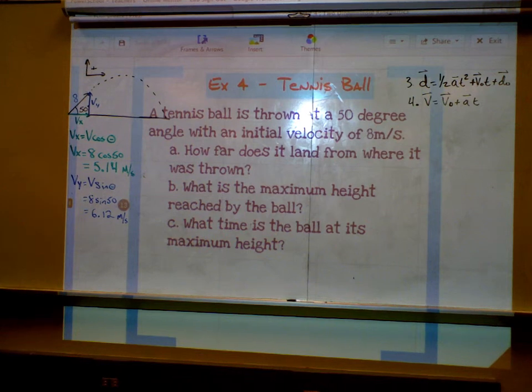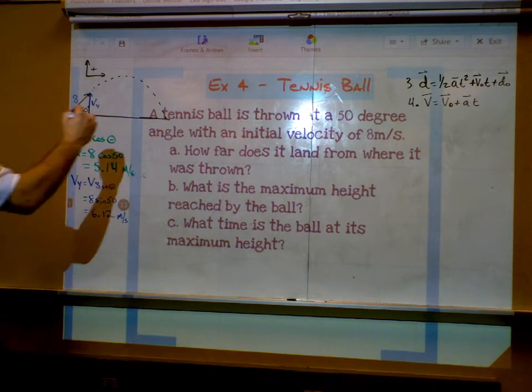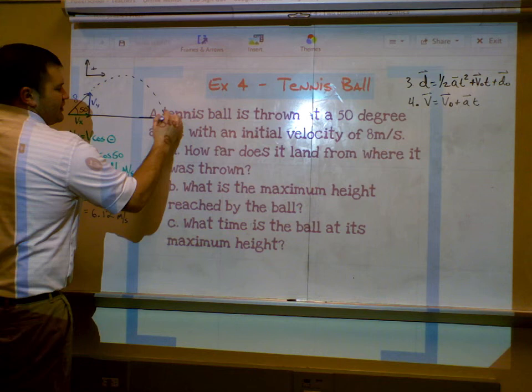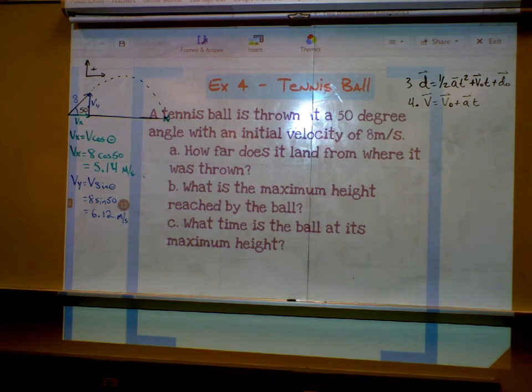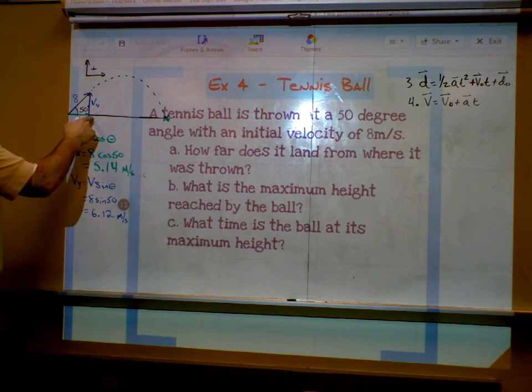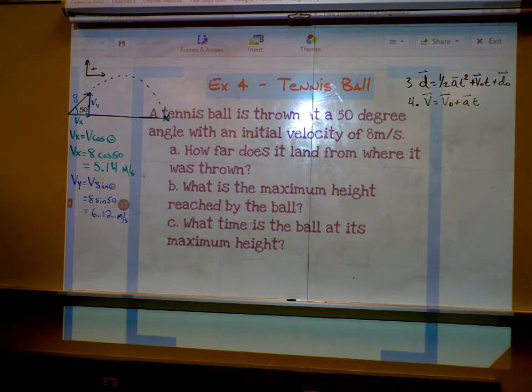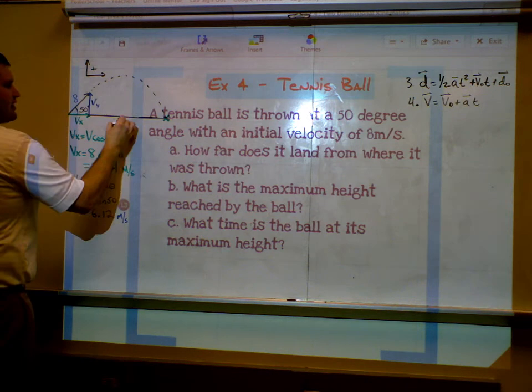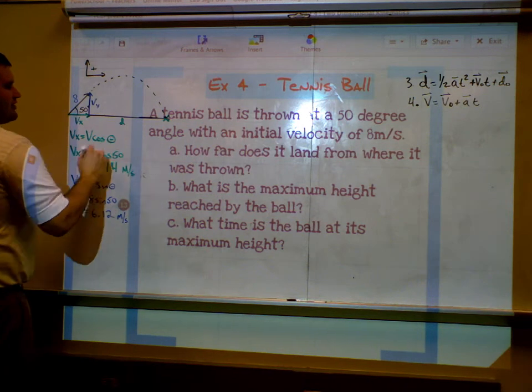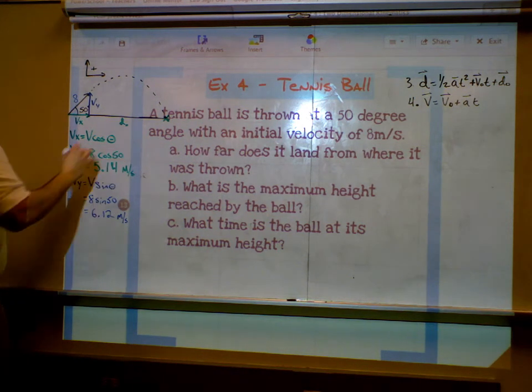Okay. Now, there's a couple things they want us to find. They want us to figure out how far away the tennis ball lands, right? They want us to find that spot right there, right? Right, guys? Okay. This distance is an x distance or a y distance? An x distance. Okay. They want us to find this distance. I'll put a little x next to it so you know.